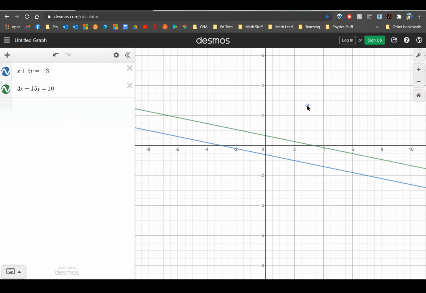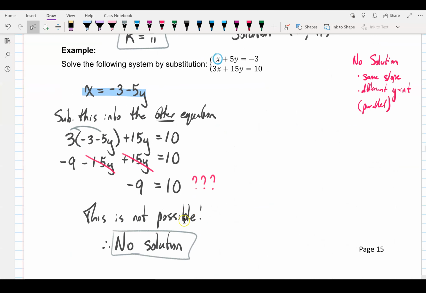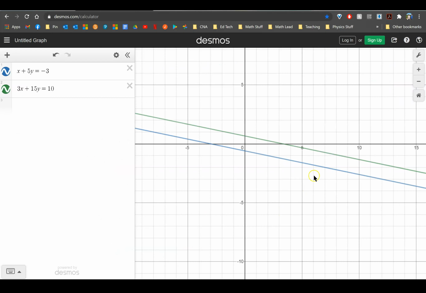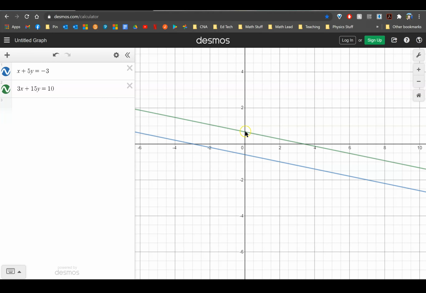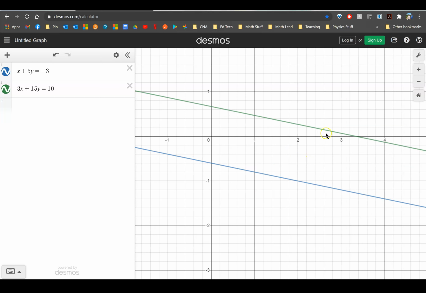Whew! All right, what's going on here? Notice I said that there's no solution for this next case, right? Not possible. I'm graphing these two. It says no solution, not possible. Notice that they have different y-intercepts, but they seem to be parallel. What that means is that they'll never cross.